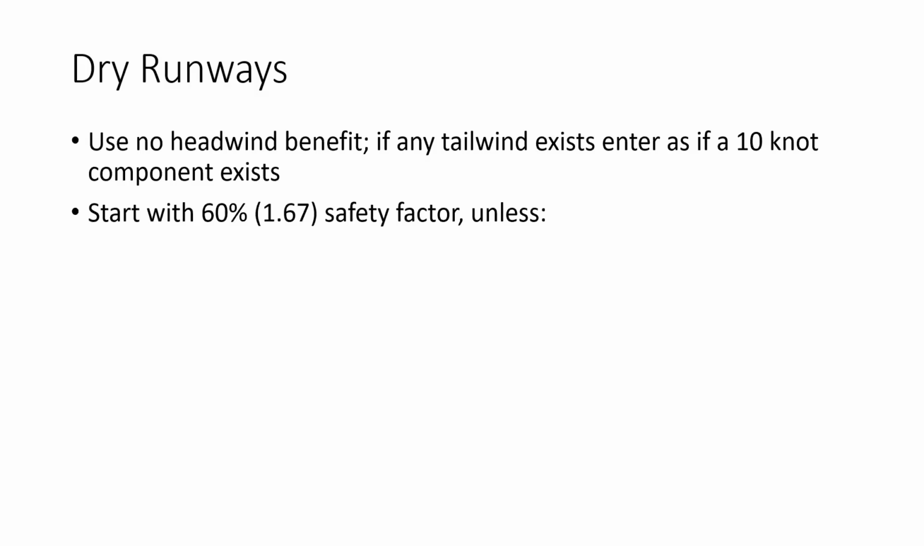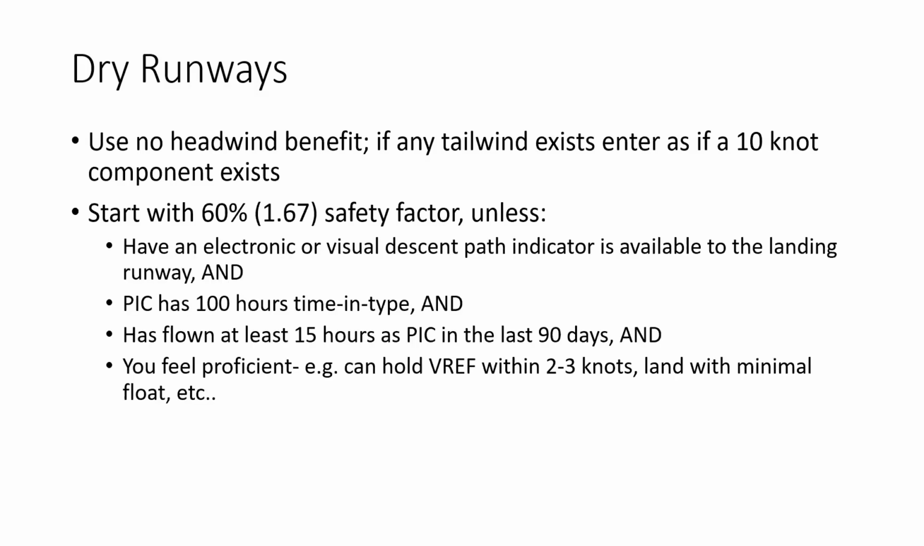We are going to default to using a 60% safety factor. Remember, that means we could land in 60% of the landing distance available, LDA, declared distance, or our calculated runway times 1.67 must be less than the LDA, unless we meet all of the following criteria. If we have an electronic or visual descent path indicator, so an approach visual indicator, VASI, PAPI, or avionics allow us to create a proper glide path on a visual approach. In those cases, and the PIC has 100 hours time in type, and the PIC's flown at least 15 hours as PIC in the last 90 days.